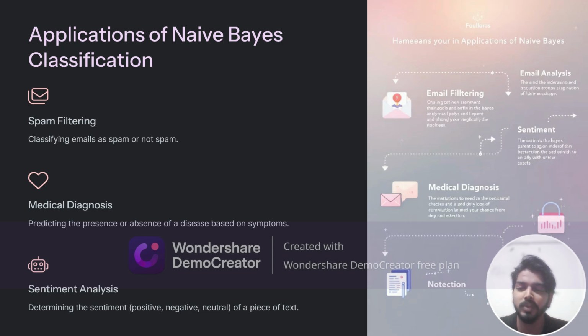Applications of naive Bayes classification: spam filtering, medical diagnosis, sentiment analysis. Spam filtering classifies emails. We all have mail, and there is a section called spam. Through the naive Bayes algorithm, we can classify the spam mails. It classifies them through the text inside the mail, sorting whether it is spam or not spam.